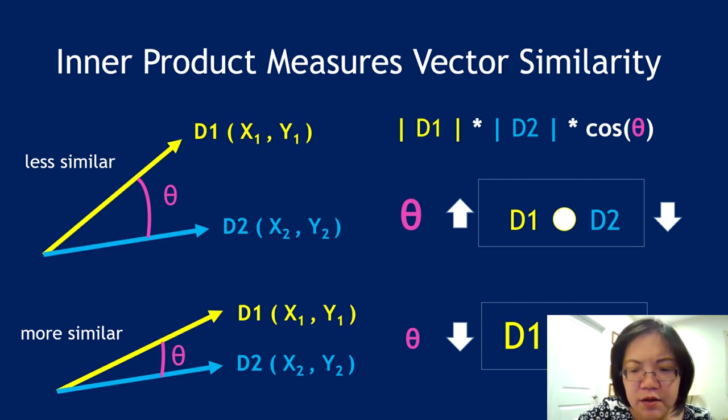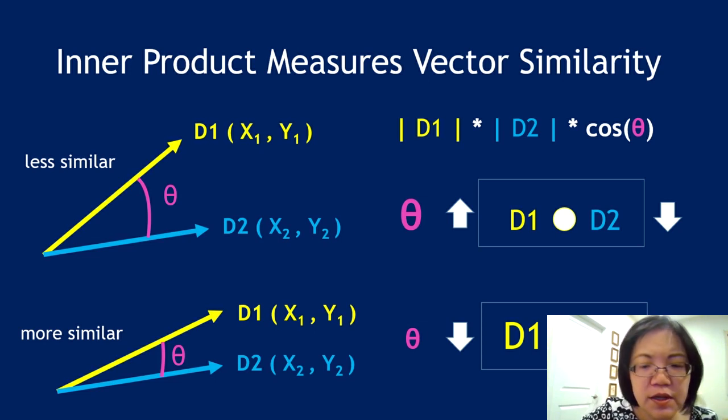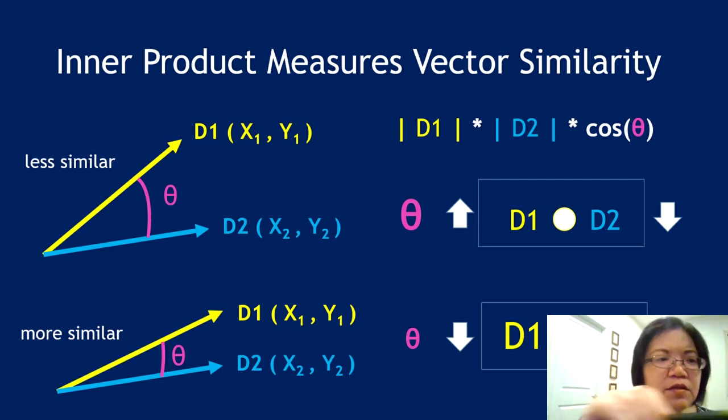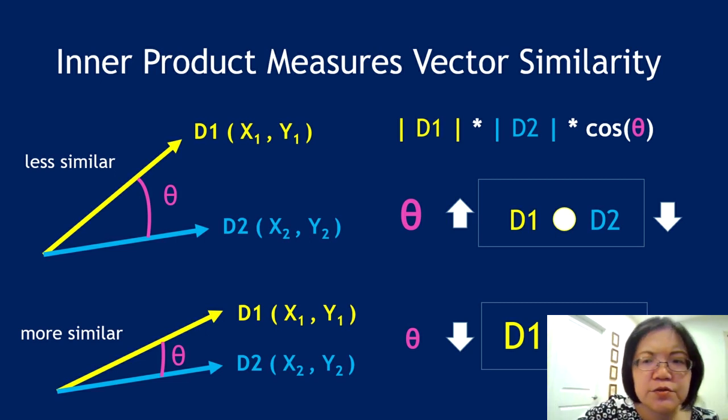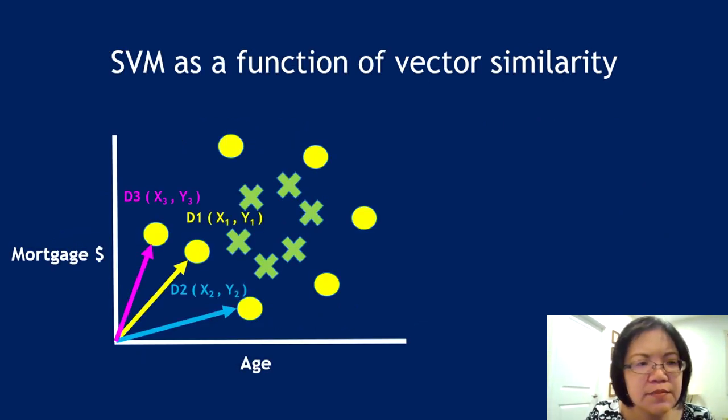So this is your inner product. Inner product will go up when the two vectors are more similar. When the angle is bigger, that means they're farther away from each other, so they're less similar. You have a bigger angle, which means the cosine goes down, the inner product goes down, so you get a smaller inner product. That's why we say inner product measures vector similarity. Okay. Now we have a very convenient way to measure vector similarity.